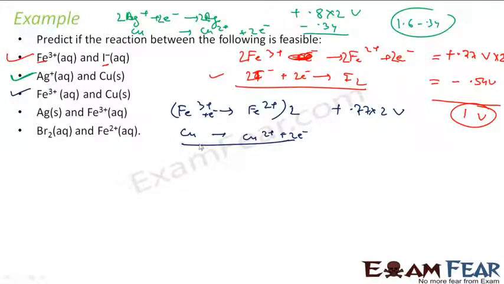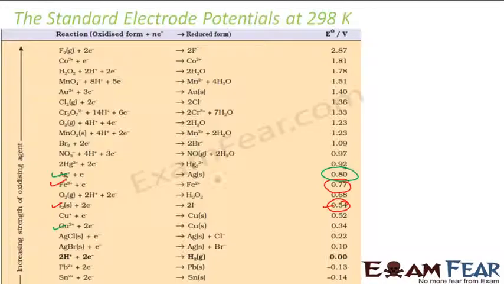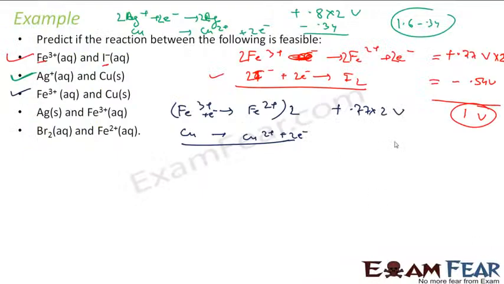Let's take Cu to Cu2+. For Cu2+ to Cu it is 0.34, so for Cu to Cu2+ it will be minus 0.34. You solve this: 1.54 minus 0.34 is 1.2 volt. It's also positive, so it is also feasible.